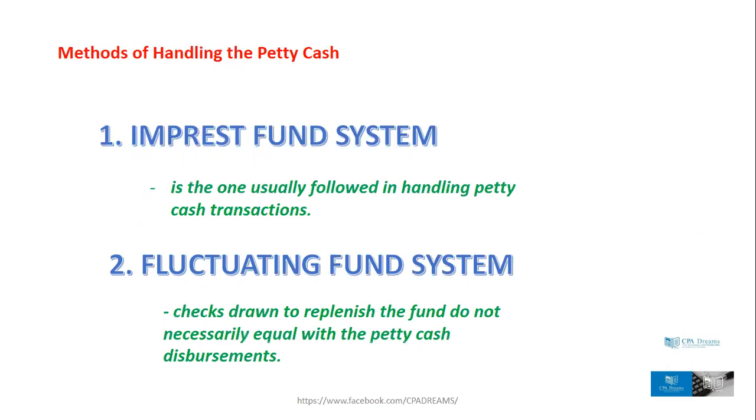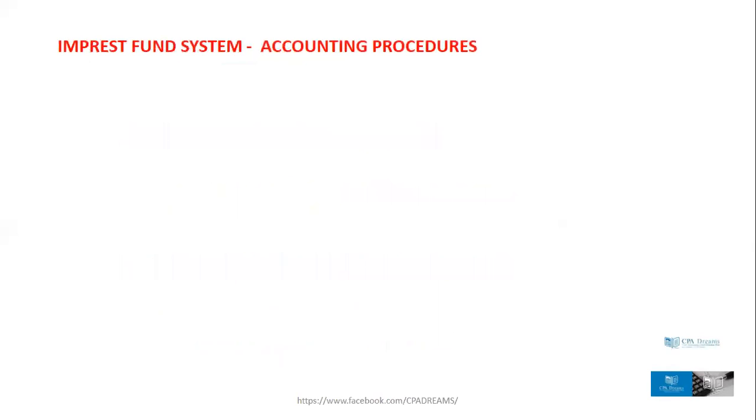Kasi kung ang gamit mo ay Imprest fund system, pagka nagkaroon ka ng payment of expenses out of the fund, there is no journal entry. Sa fluctuating fund system, automatically, you record immediately the petty cash disbursements. So agad-agad yung pagre-record mo ng expenses. So debit expenses, credit petty cash fund sa fluctuating fund system. Okay, ano ang magiging focus ko? My focus is the Imprest fund system. Why? Because this is the one that probably in the future you are going to use. Okay, so let's move on.